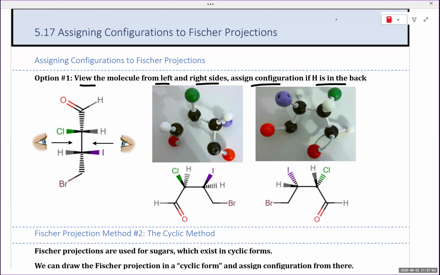So in this case, let's take a look at this Fischer projection. If you look at it from the left, as you can see, the chlorine and hydrogen. So looking at 1, 2, 3, 4, the chlorine on carbon 2 is wedged because the chlorine, as we can see in our model, is pointing towards us, as is the hydrogen. So the iodine would be dashed and the hydrogen would be wedged.